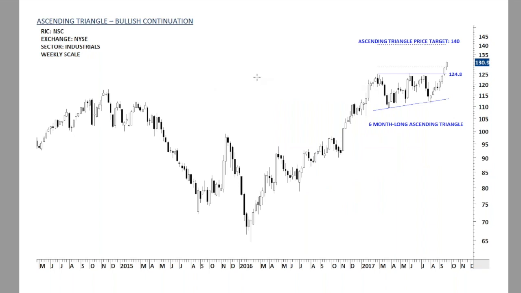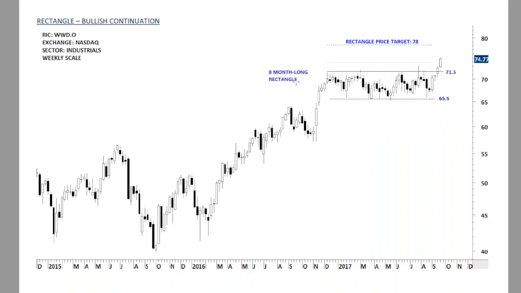Another ascending triangle, 6-month-long ascending triangle that is breaking out. Norfolk Southern, it's a Dow Jones Transportation company with a price target of 140. This chart pattern is being completed, and the price for the past 2 weeks has been moving higher from this chart pattern.